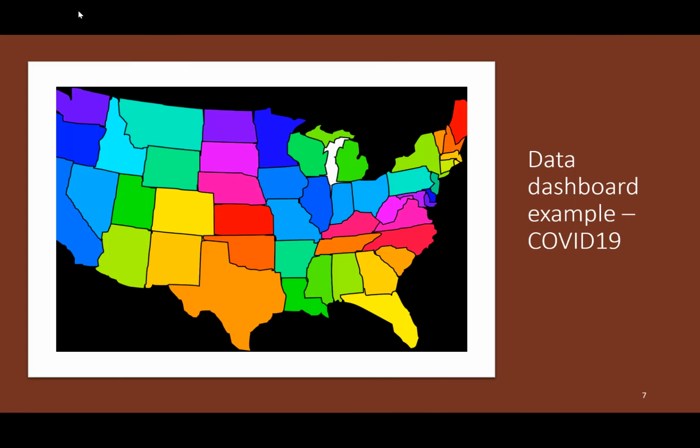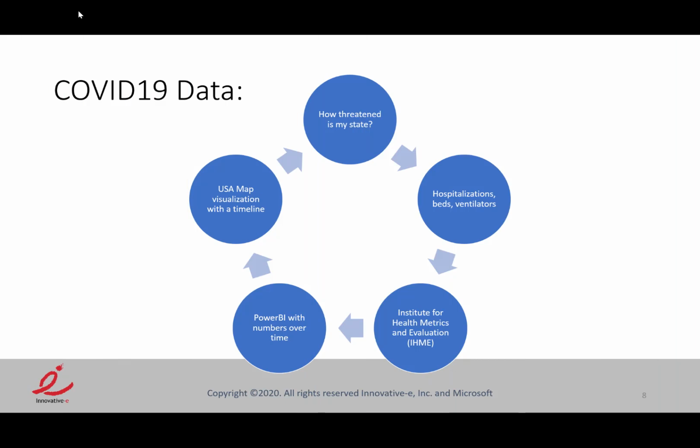We want to show that there are some sources of reliable data that you can use to understand how you might be able to address this risk that we all face in the United States here with the COVID-19 influenza variants. So the question that you may be asking yourself is, how threatened is my state? How threatened is my family, my business, my loved ones? And so that's the question that we intend to study with this data dashboard: how threatened is my state?